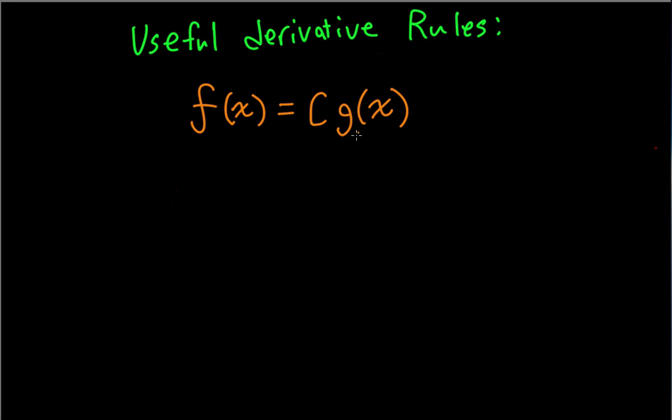So we have f of x equals some constant times g of x. What is f prime of x going to be? Well, actually, since c is a constant, this is just going to be c times g prime of x.